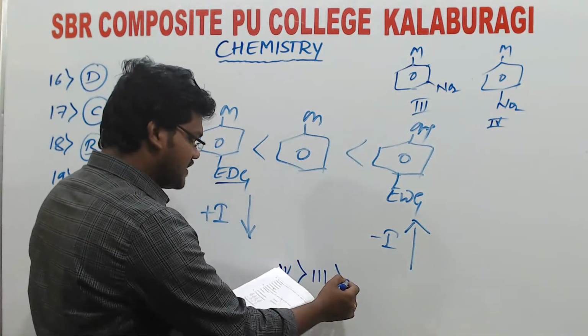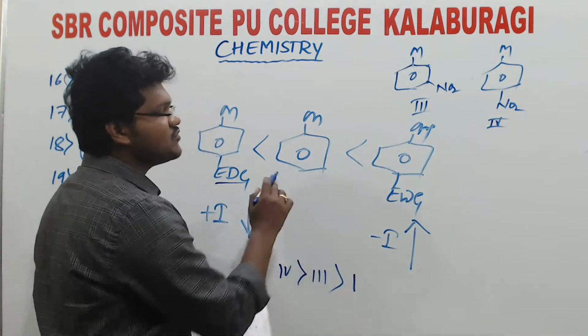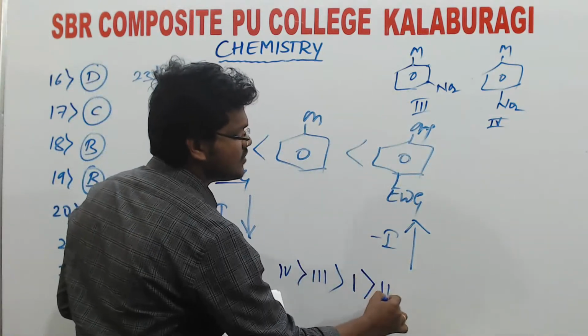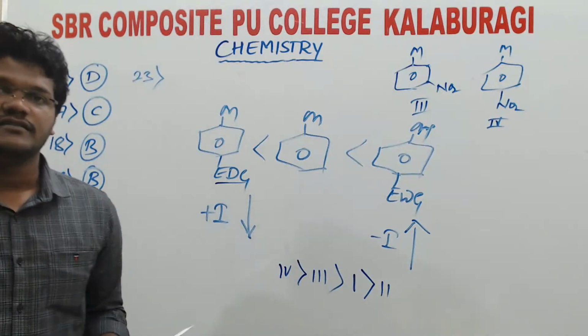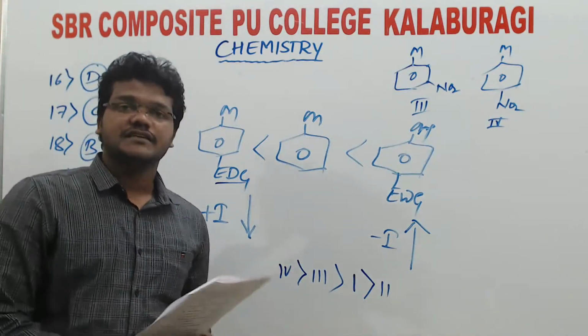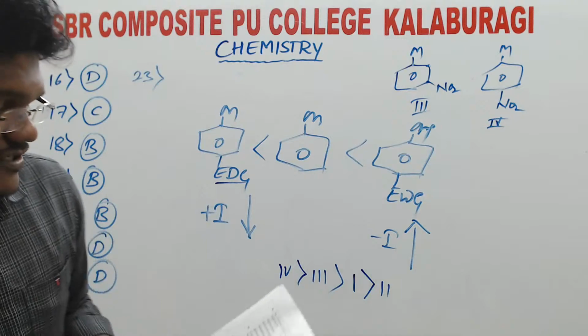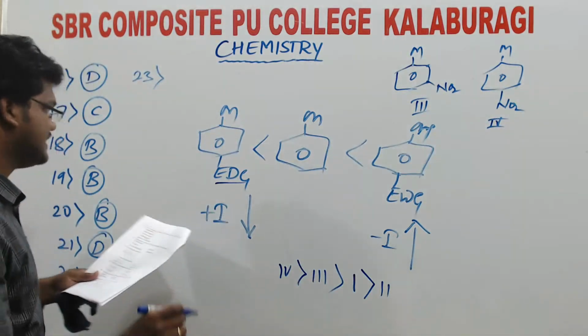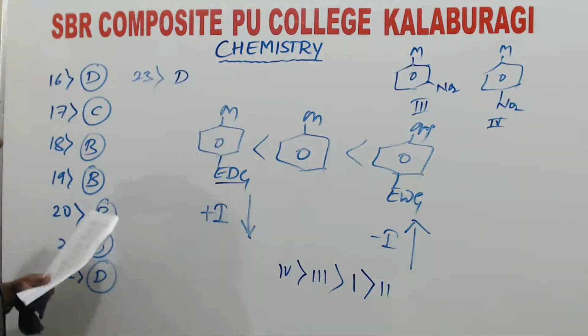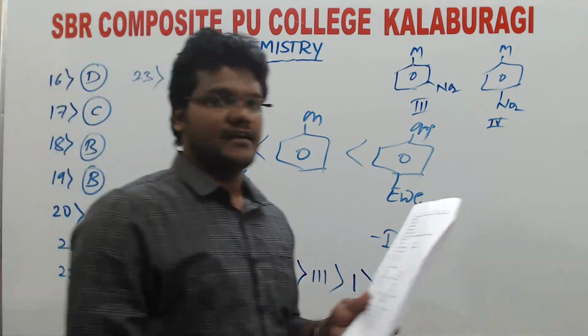So obviously, after third, I am supposed to get one. Phenol is more acidic, and then comes cresol. This is the correct order for question number 23. So that is why option number 4, D. In fact, for 23, it is D. D is the correct answer.